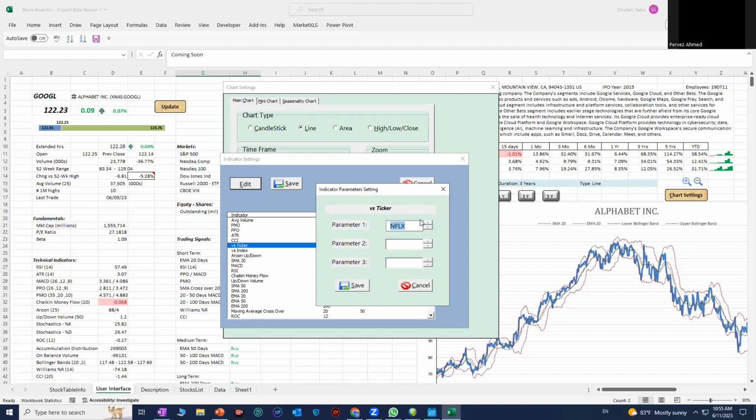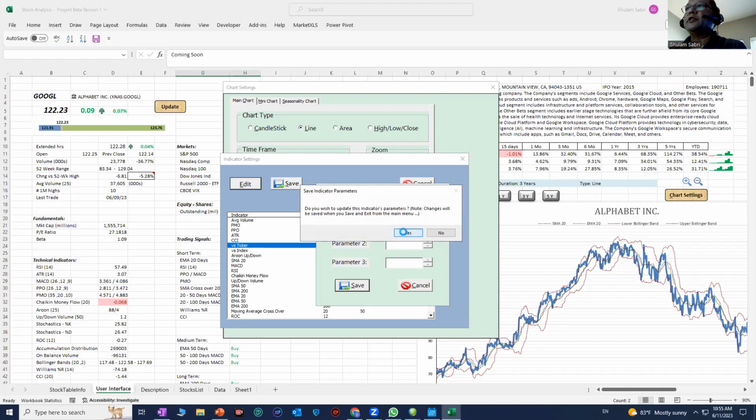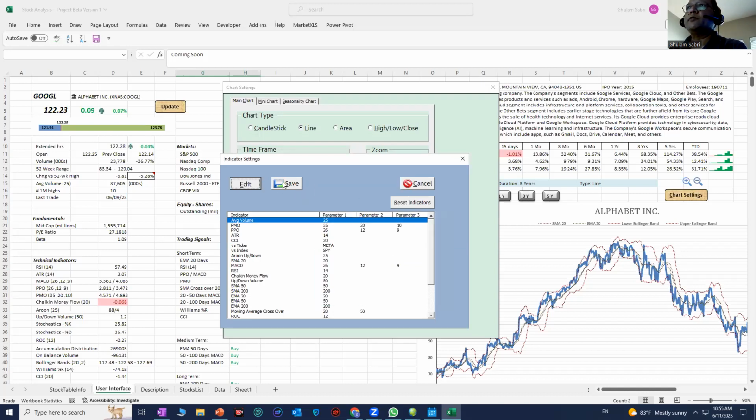Nvidia, I feel that's way out of the chart, driven by AI. Okay, compare Google with anyone you like: Apple or Meta. Let's see Meta. It's asking if you want to change it. Yes, we do.